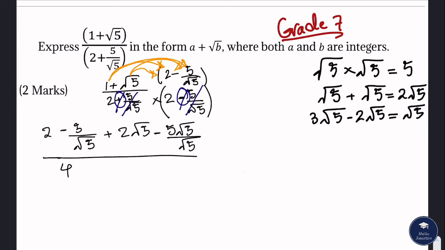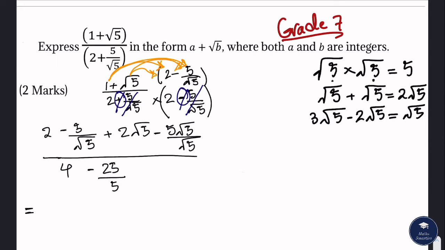It's a 2 marks question, so we only have 2 minutes. We need to be very quick when solving this question. Now 5 over square root 5 times 5 over square root 5 is minus 25 over, when I said square root 5 times square root 5, we said it is 5, so the answer here is going to be 5.